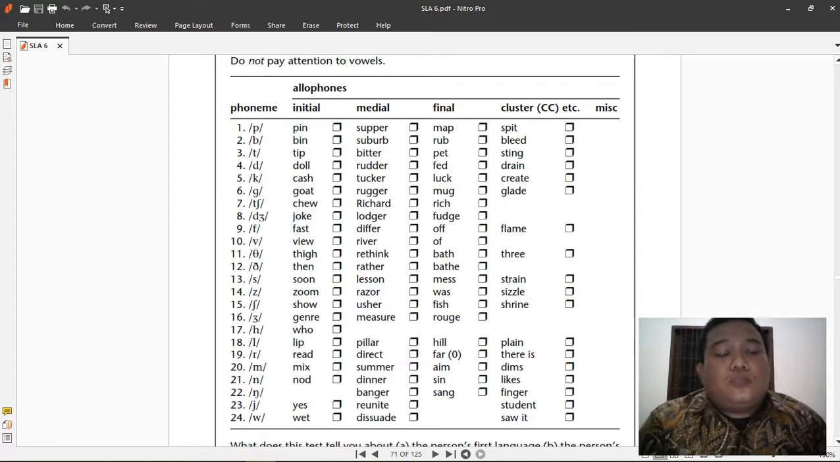Okay, so let's read first: pin, bin, tip, doll, cash, goat, chew, joke, fast, view, thigh, then, soon, zoom, show, genre, who, lip.